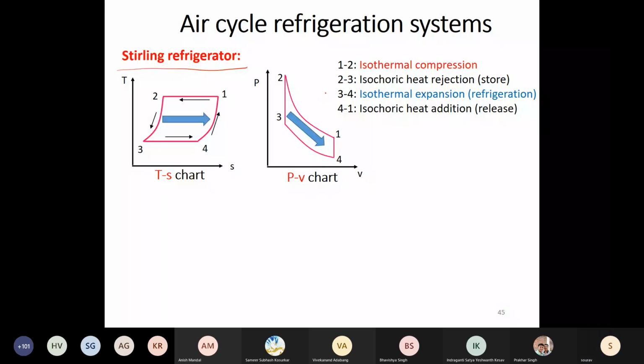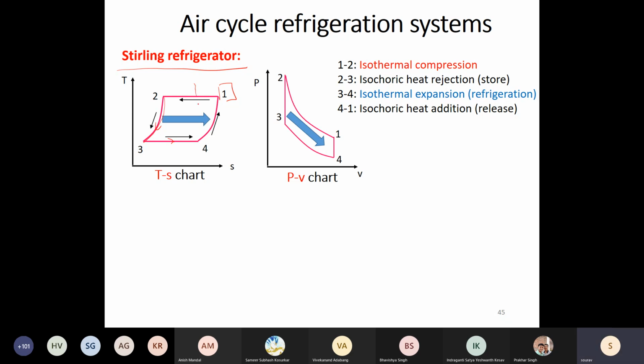So the cycle itself is very simple, and maybe you would have also studied it in your thermodynamics class. It comprises two isothermal lines and two isochoric lines. Okay, so if this is your starting position, 1 to 2 is isothermal compression. Then 2 to 3 is isochoric heat rejection. Then 3 to 4 is isothermal expansion.